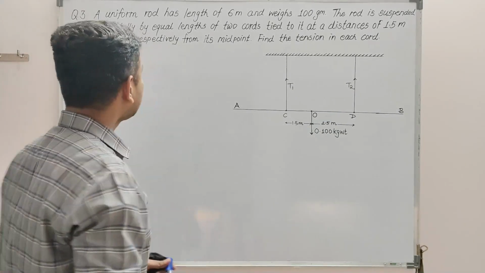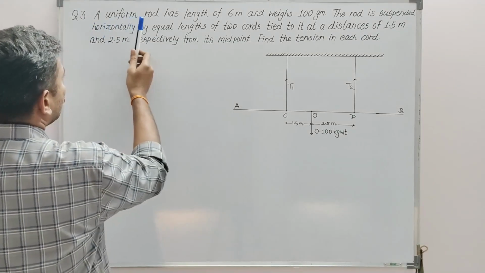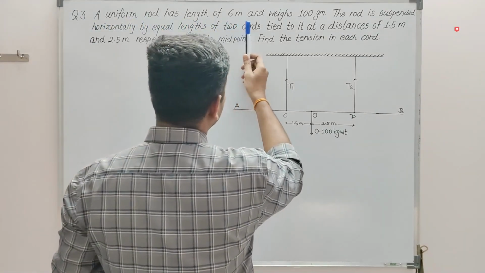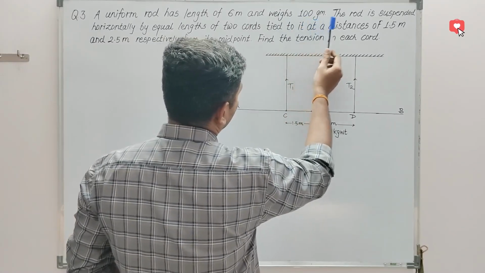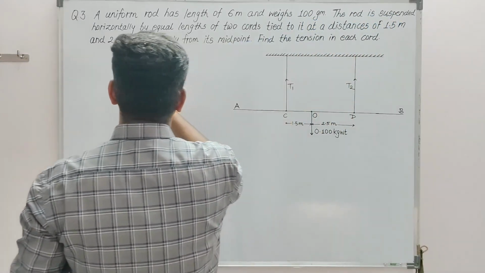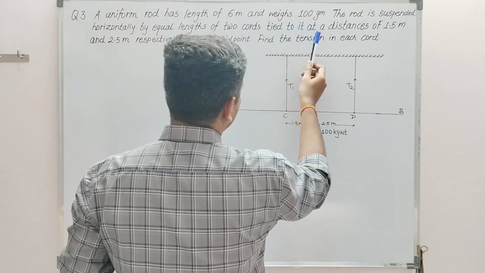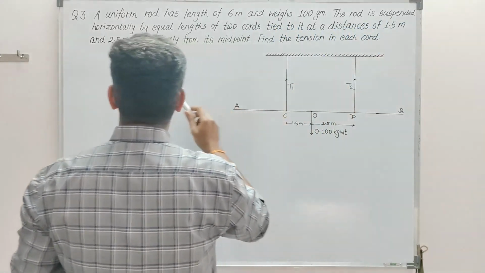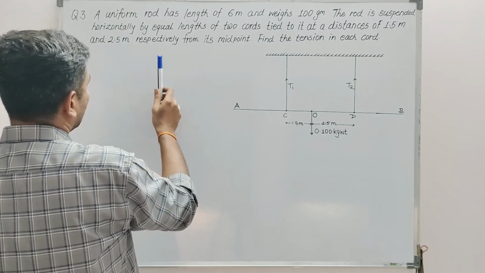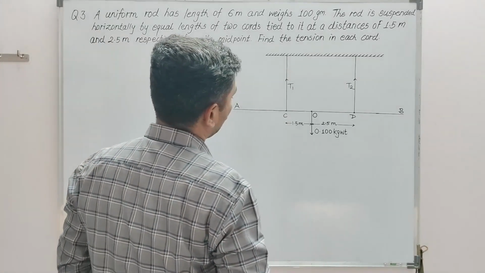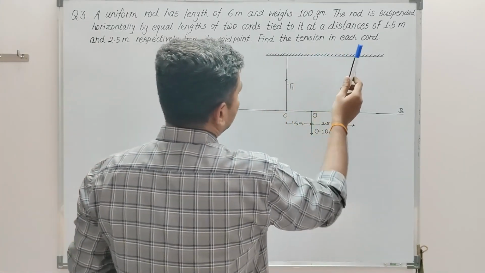Next question. Question 3. A uniform rod has a length of 6 meter and weight 100 gram. The rod is suspended horizontally by equal lengths of two cords tied to it at a distance of 1.5 meter and 2.5 meter respectively from its midpoint. Find the tension in each cord.